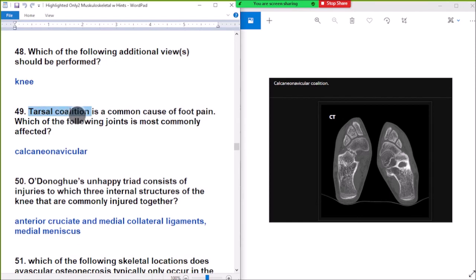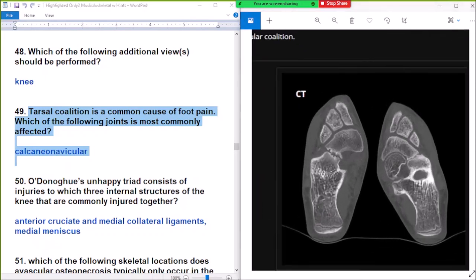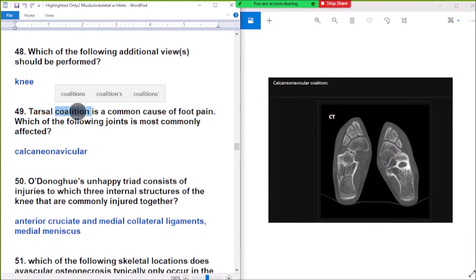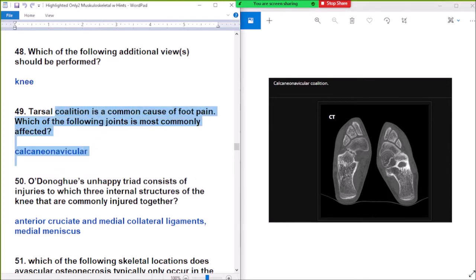Question 49. Tarsal coalition is a common cause of foot pain. Which of the following joints is most commonly affected? Calcaneonavicular. The calcaneum and navicular bones are fused, so it is called a coalition. Fusion of the calcaneum and navicular is calcaneonavicular coalition. So in tarsal coalition, the most commonly affected joint is the calcaneonavicular.